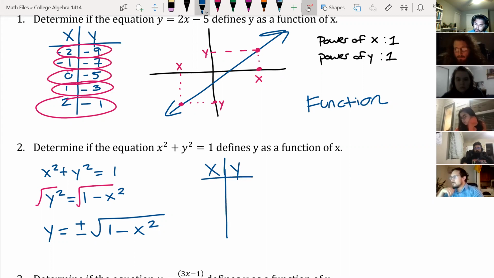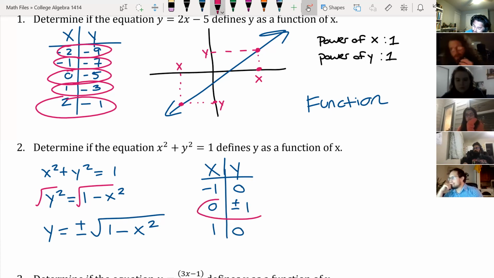This time, I'll choose -1, 0, and 1. If I plug these numbers into this function, I'll get 1 minus -1 squared, which gives me 0. We can't have plus or minus 0. But if I plug in 0, I'll get the square root of 1, which is plus or minus 1. And then I'll get 0 again if I plug in 1. So what tells us that this is not a function is that this x value of 0 has how many y values? Again, 2. Good.